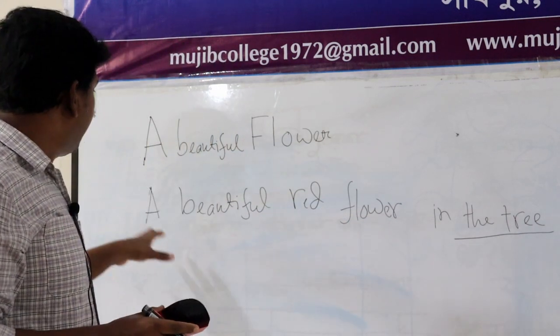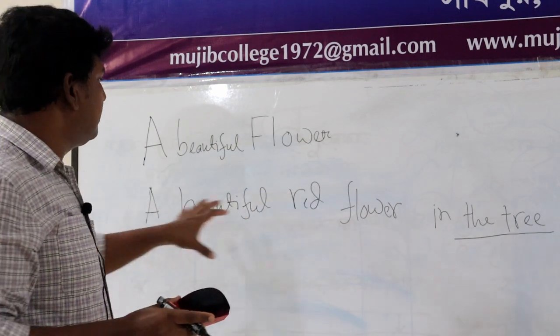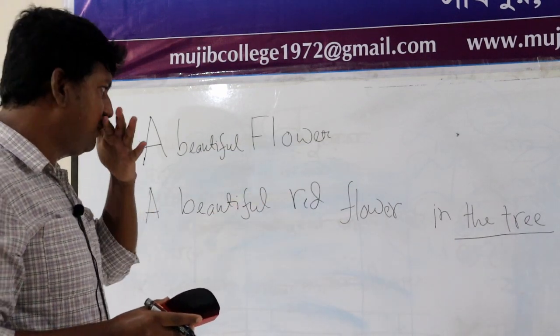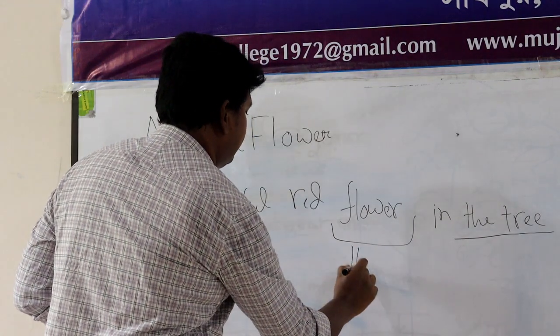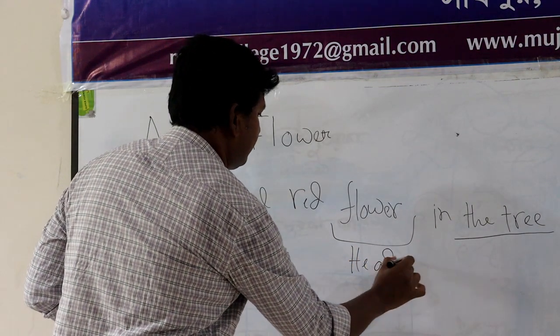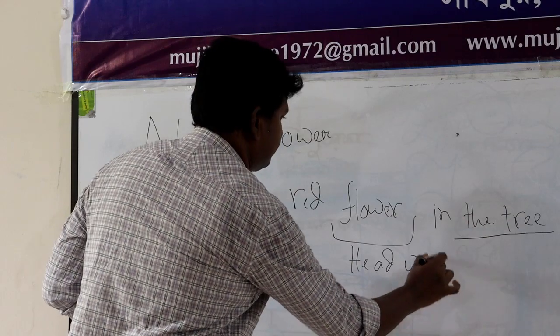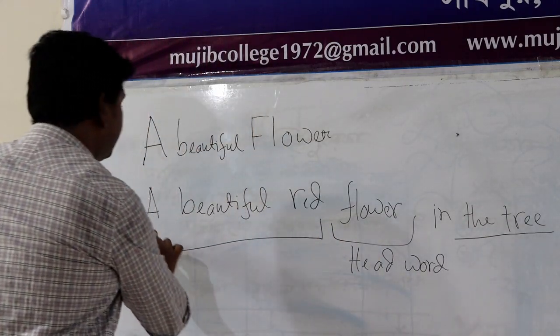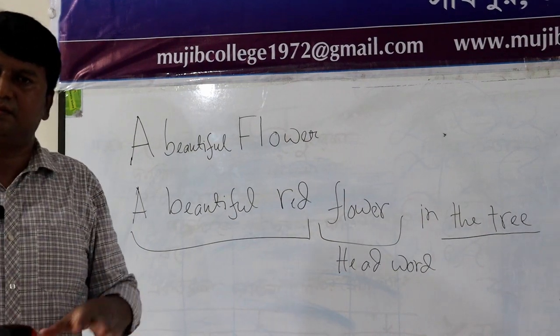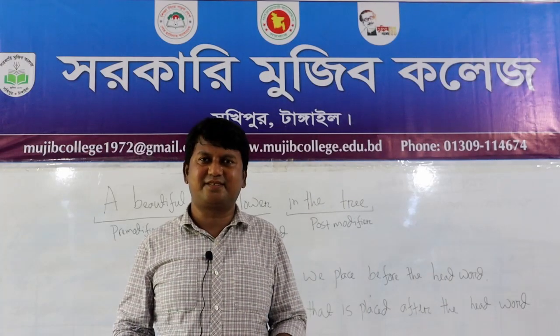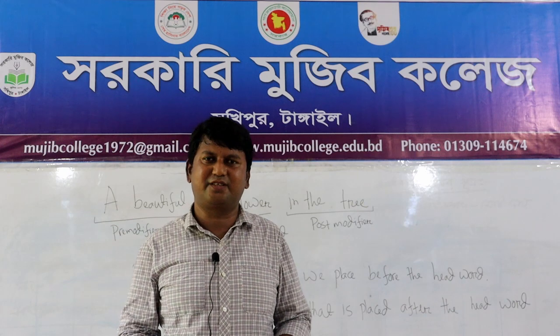Now all these words make a complete noun phrase. Here the flower is the head word, and these words are modifiers. Now let's move on to the types or classification of modifiers.